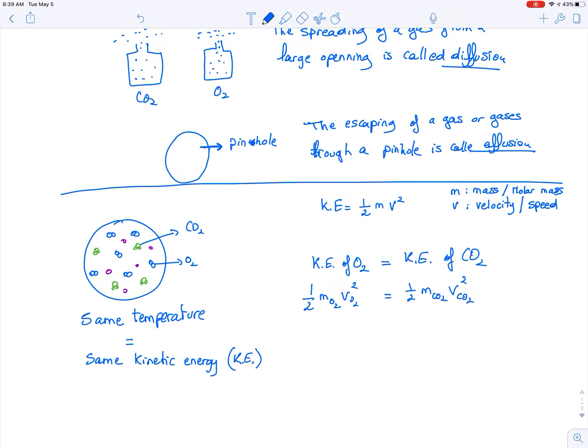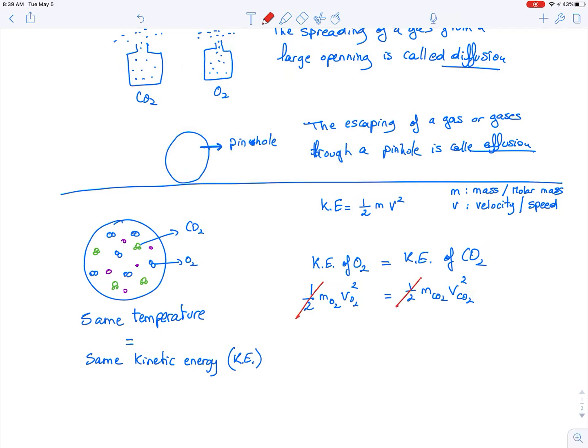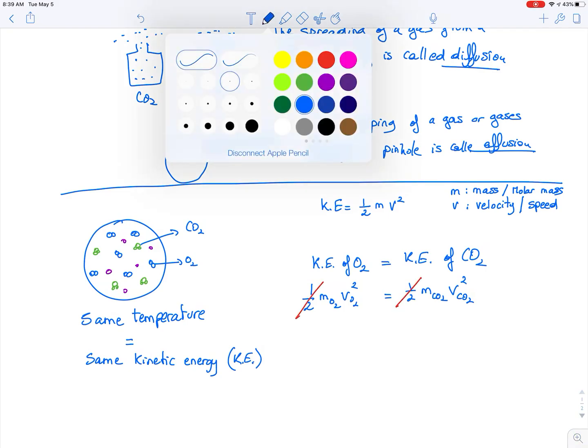So I'm going to say that half of the molar mass of oxygen times the velocity of oxygen squared is equal to half of the molar mass of carbon dioxide times its velocity squared. Okay. So then when you look at this, you can see that the halves cancel out, and I really end up having this.